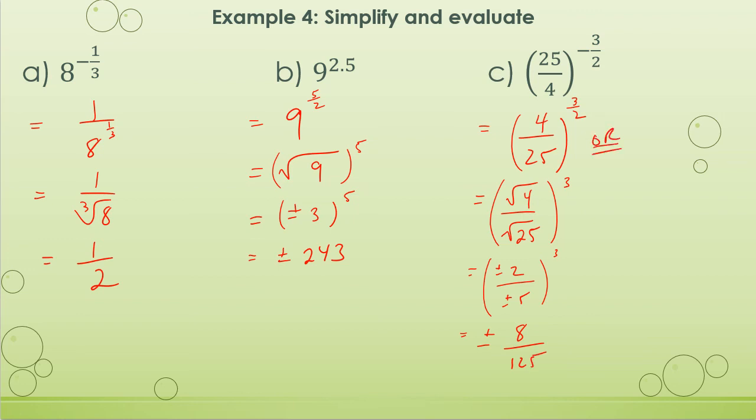Another way to do that at this point, you could take the square root of the whole thing. It's the same thing as taking the square root of the numerator and denominator separately. And the square root of 4 over 25 is plus or minus 2 over 5 cubed, which would be plus or minus 8 over 125.